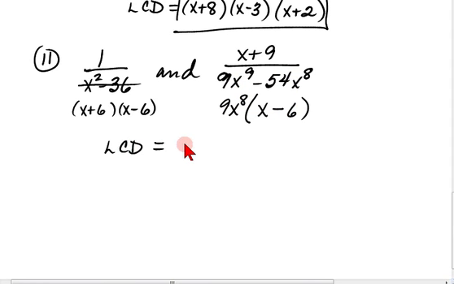So what do I need? 9x to the 8th. So you usually put the monomial factor down first. And then what else do you need? X plus 6 and x minus 6.